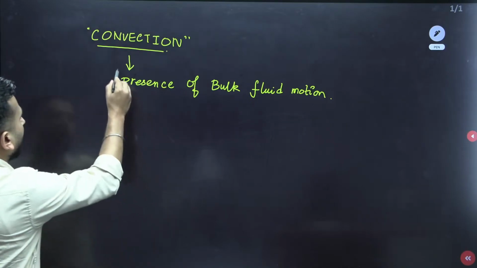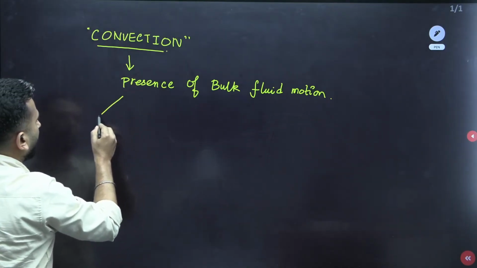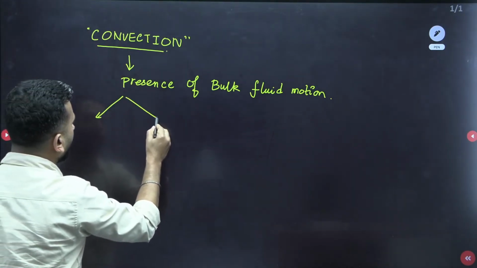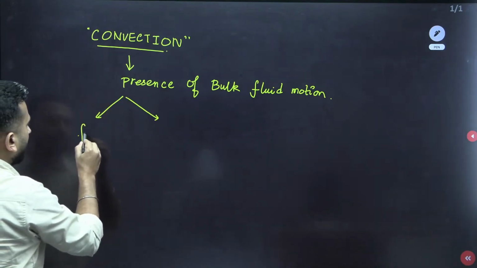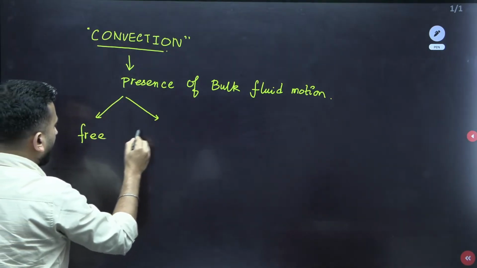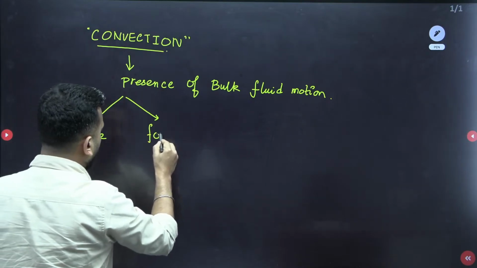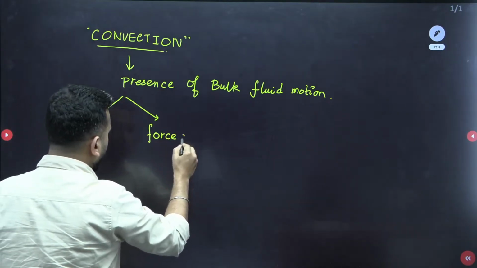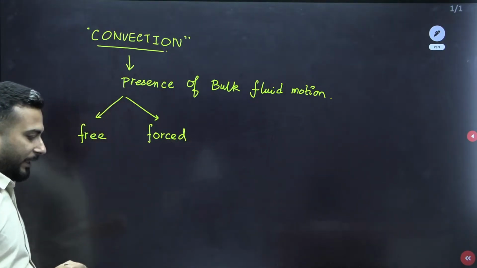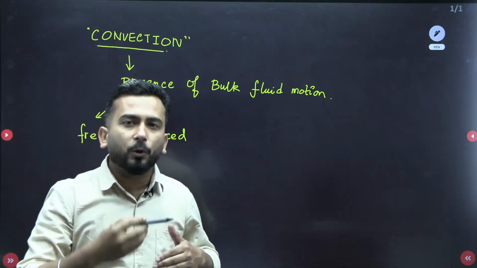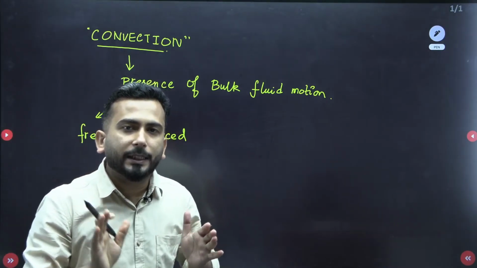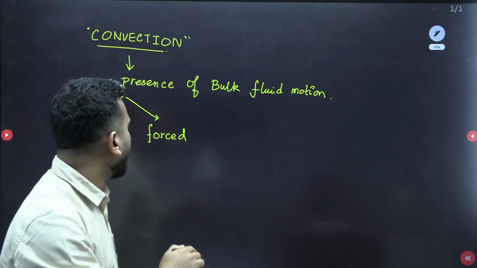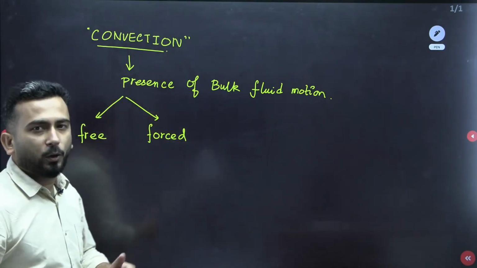Now convection can be of two types. One can be free and one can be forced. So from the name itself we are able to guess that in forced convection you are forcing the medium to move, and in free convection it is moving out of itself.